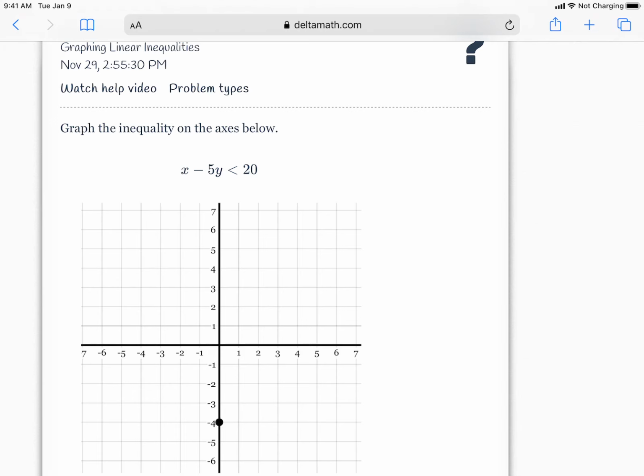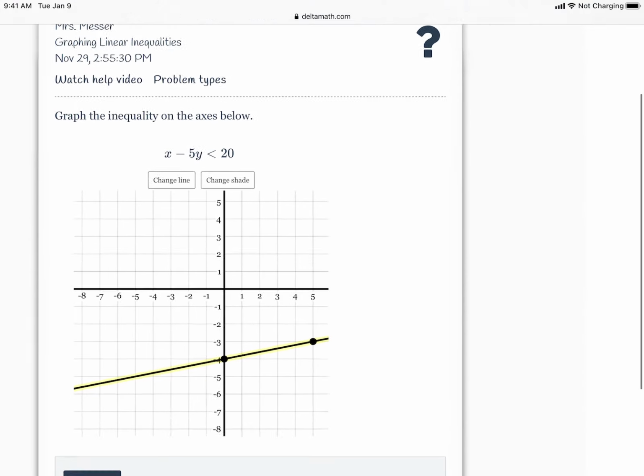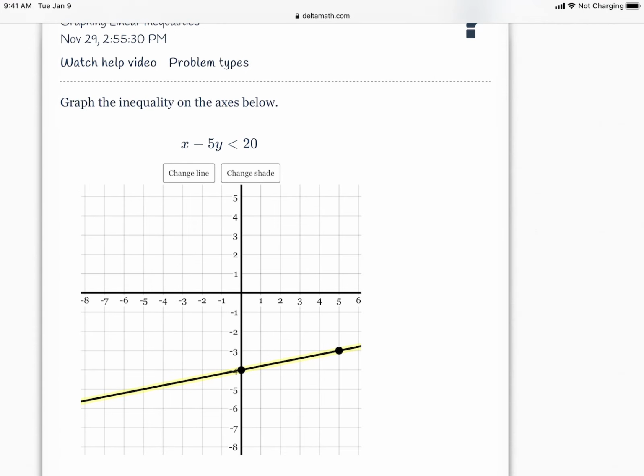So I put my dot on -4. And my slope was what? Okay, 1/5. So what does that mean? That's right, you're going to go up 1 and to the right 5. 1, 2, 3, 4, 5, and put your other dot. And it draws the line for you. Super simple. But remember, these are inequalities, so I'm not done.